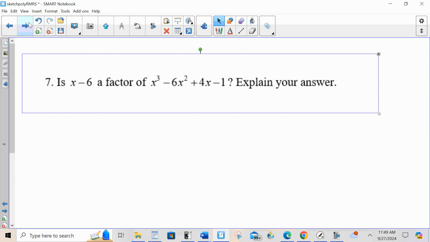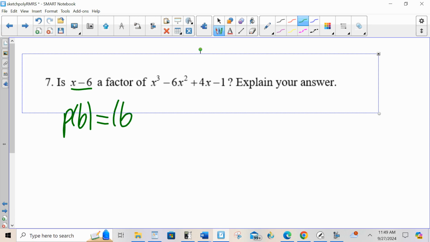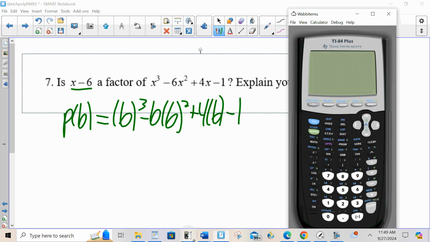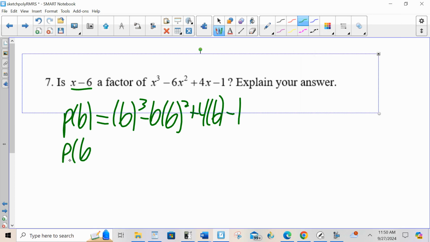To determine if something's a factor, I need to find the remainder using remainder theorem. So I'm substituting the opposite of what I'm dividing by in for x. You can do this with storing, you can do it without storing, but either way, show the work on paper, what you're substituting in. I'll do it without storing, and I'll do it with storing later in the multiple choice version of it. So 6 to the third minus 6 times 6 squared plus 4 times 6 minus 1 is 23. So that's the remainder.